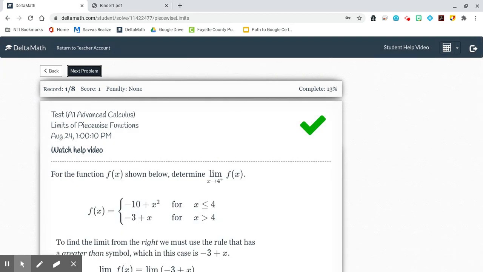So try this assignment. You'll need to get 8 correct to get 100%. If you get 1 correct, you'll see you'll get a 13%. So hopefully you do more than that.